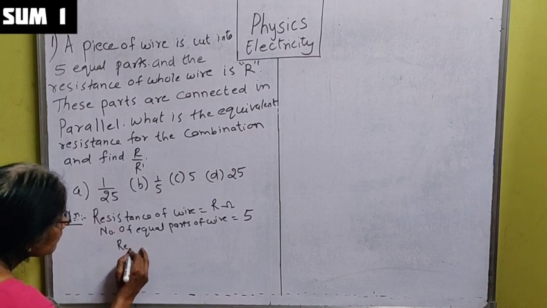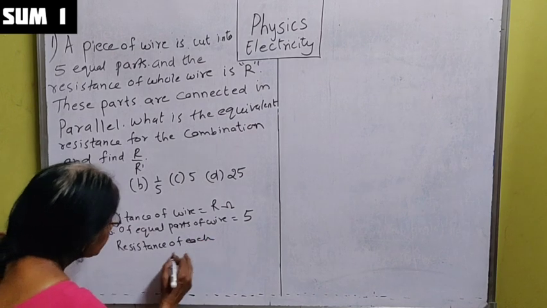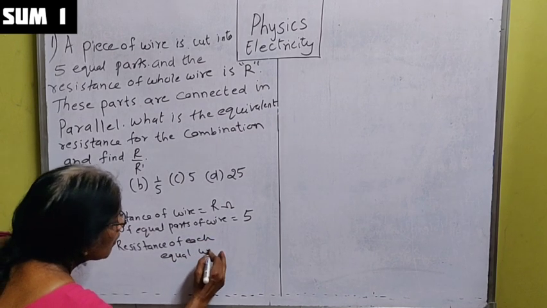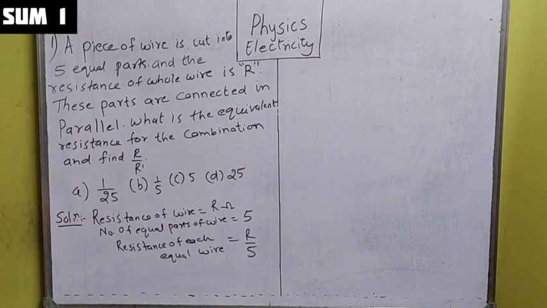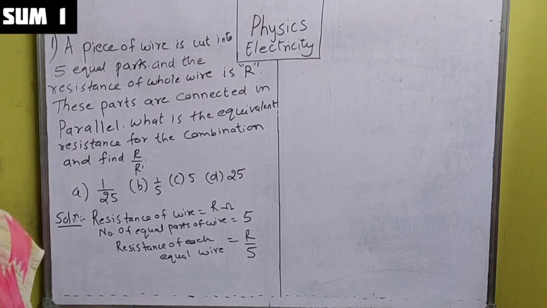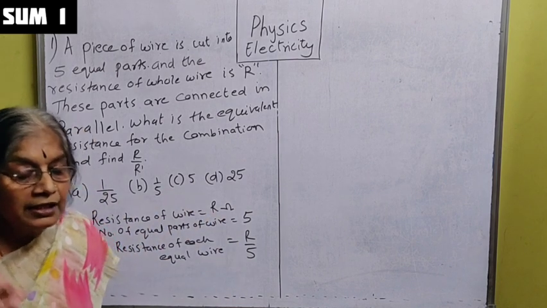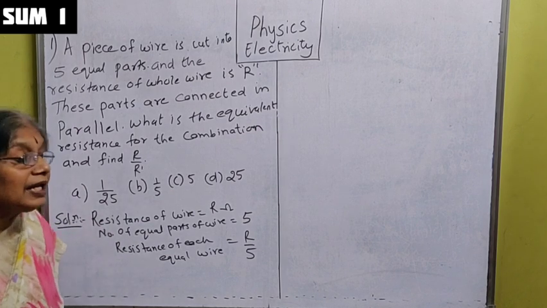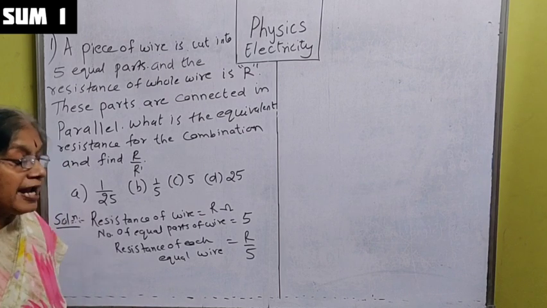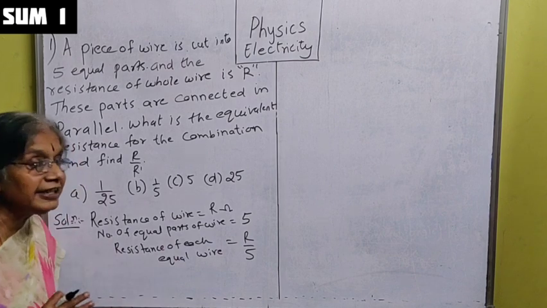Resistance of each equal wire is equal to R by 5, because it is divided into 5 parts. According to fraction, each part will be R by 5. Now, these 5 resistors are connected in parallel. So, what is the resistance for parallel? That is 1 by R1 plus 1 by R2 plus 1 by R3 and so on. So, how many? 5 equal parts.